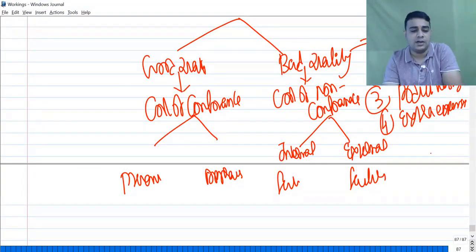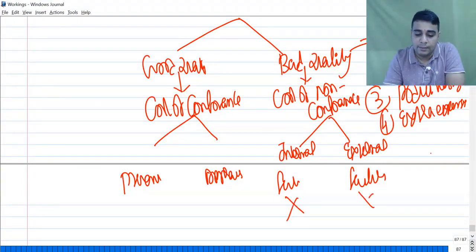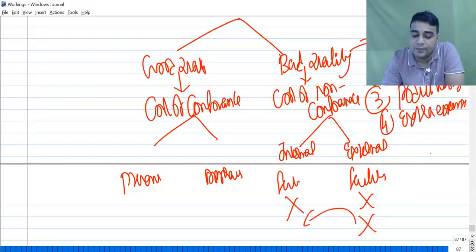So prevention will cut down both. Prevention will reduce your internal failure as well as your external failure. Appraisal will cut down your external failure. It will indirectly convert an external failure into an internal failure.